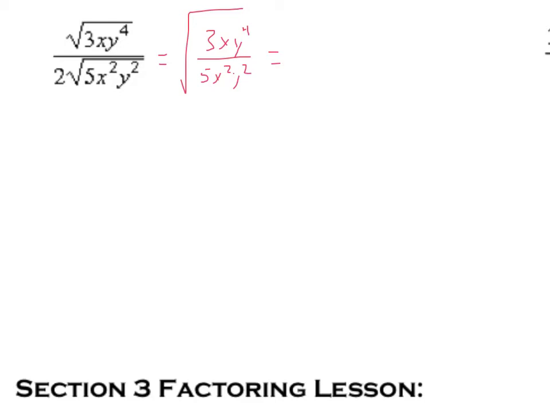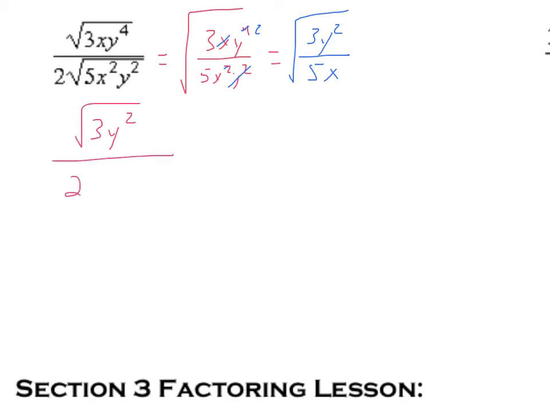Well, I do know that I can take an x away out of the top and the bottom. I can take two y's away from the bottom and top, and we end up with 3y squared over 5x. Now if I take that back to our original question, we now have 3y squared in its own root again. On the bottom we have 2 root 5x.